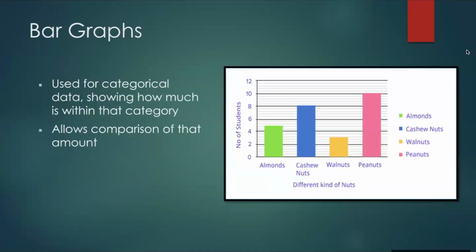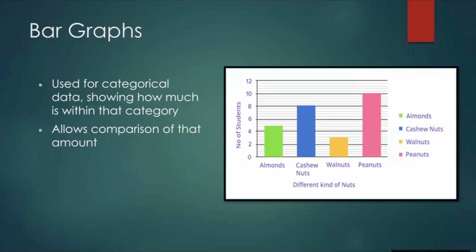Ready? Now, bar graphs, they are used for categorical data showing how much is within a single category, and it allows comparison of that amount to other amounts in other categories, right? So for the picture that we're given, different kinds of nuts is our title for this graph. So on the bottom, our x-axis, we have the kind of nut, almonds, cashews, walnuts, or peanuts, represented by different colors.